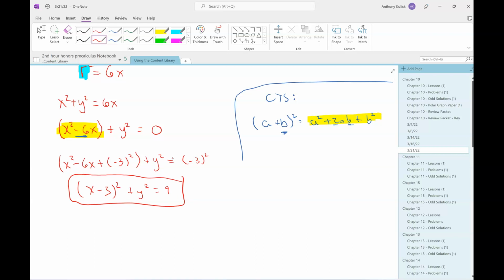Notice that this is a circle, right? The center would be at (3, 0), so there's really a -0 there, right? And the radius is 3, and that matches our graph. You guys agree? Cool beans, Mr. K.